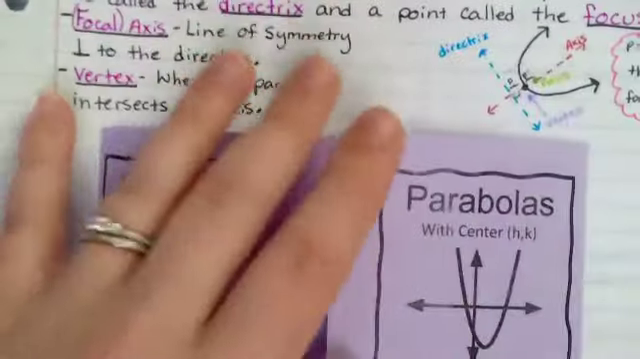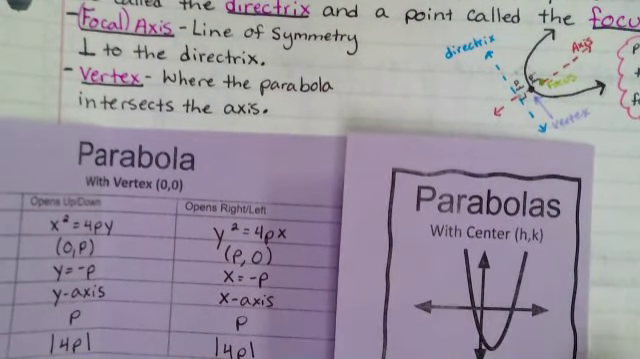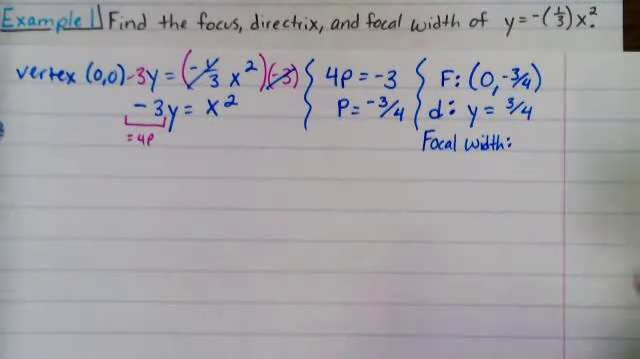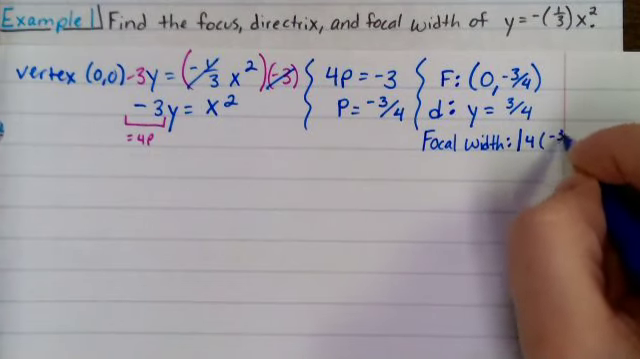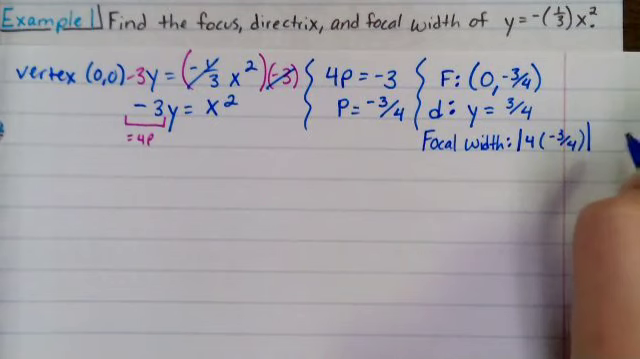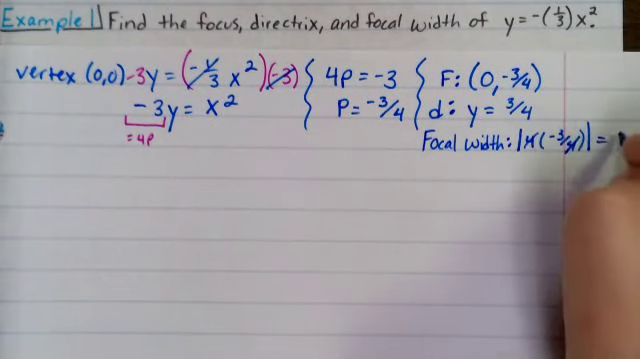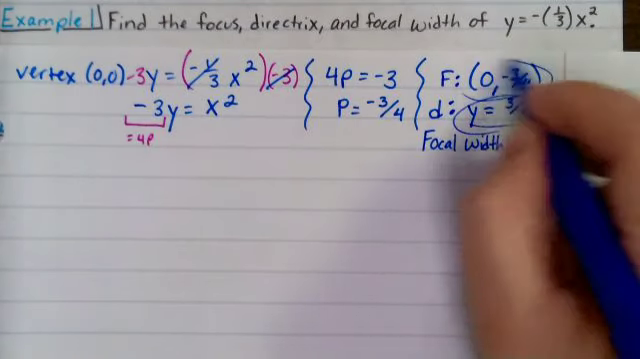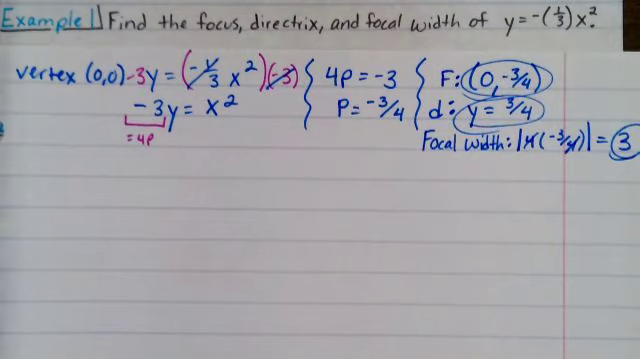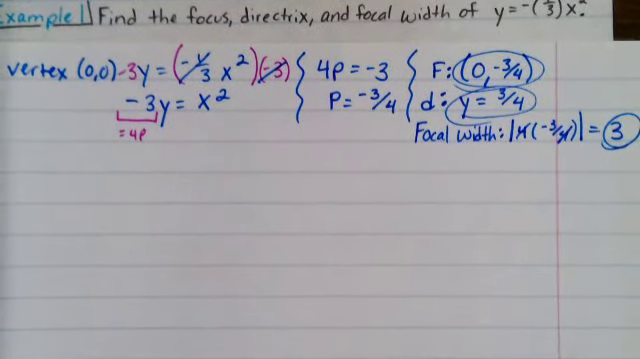All right, in order to get my focal width, that is going to be the absolute value of 4p. So at the very bottom of that list of things, absolute value of 4 times negative 3/4. The 4 cancels out with the 4. Absolute value of negative 3 is just a positive 3. All right. So that was me getting all the things that this question asked us for.